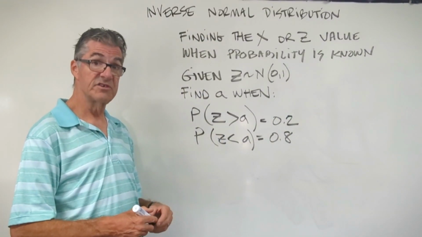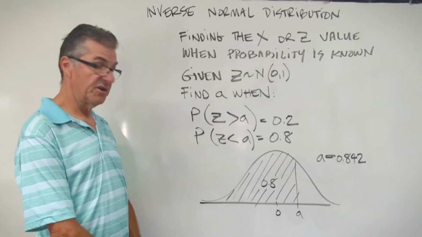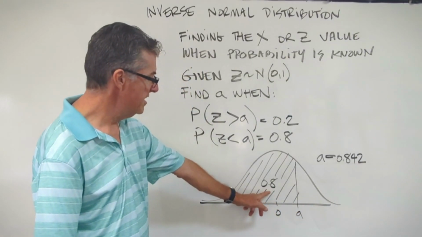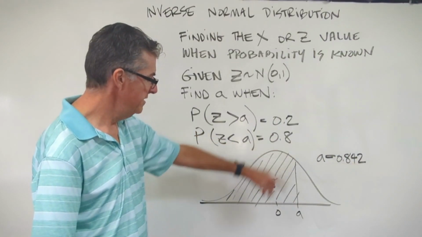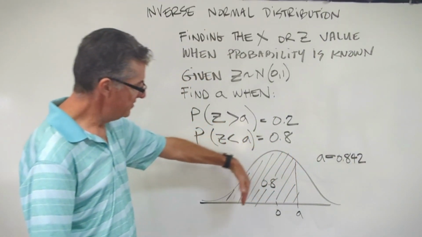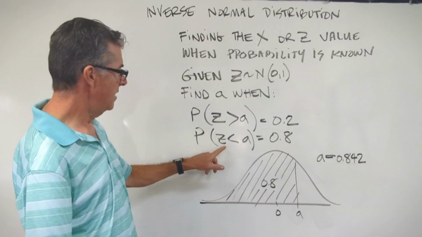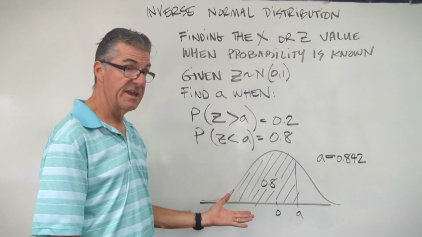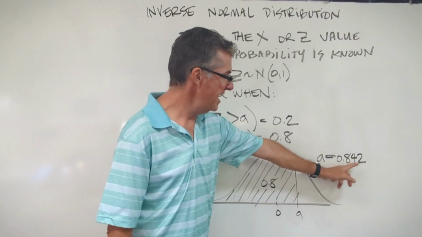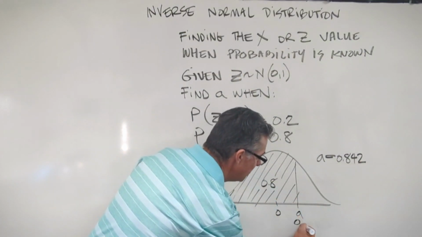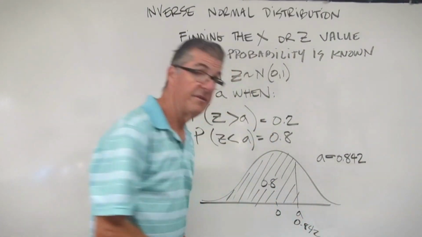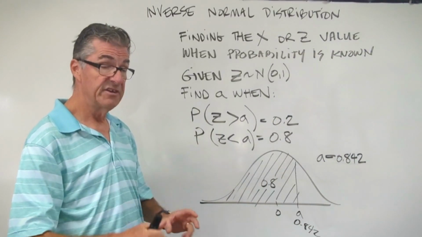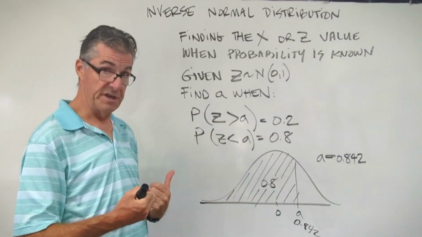So let me show you how that looks on the graph. So here's our curve. I put my a over here because I need my area under the curve to be 0.8, and I shaded the area under the curve because we want our z to be less than this value of a. I put that in my calculator and I get an a value of 0.842, so that's 0.842 there for my a. Now, don't worry if this seems real abstract. In a minute, we're going to make it more concrete.